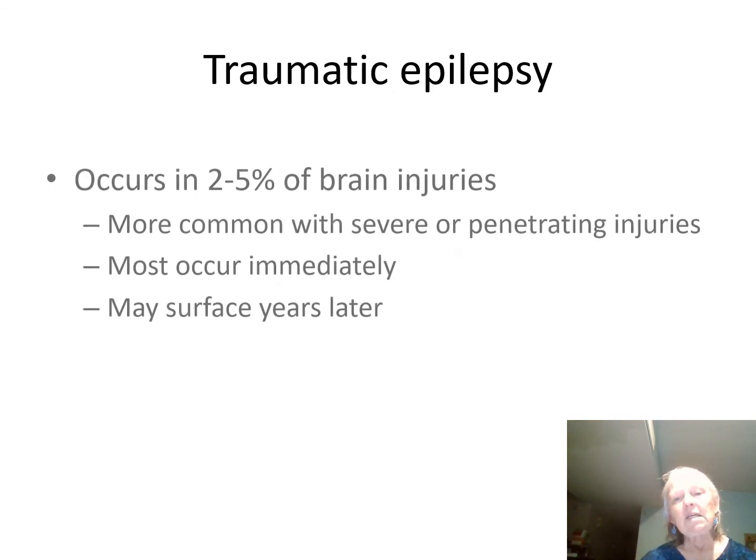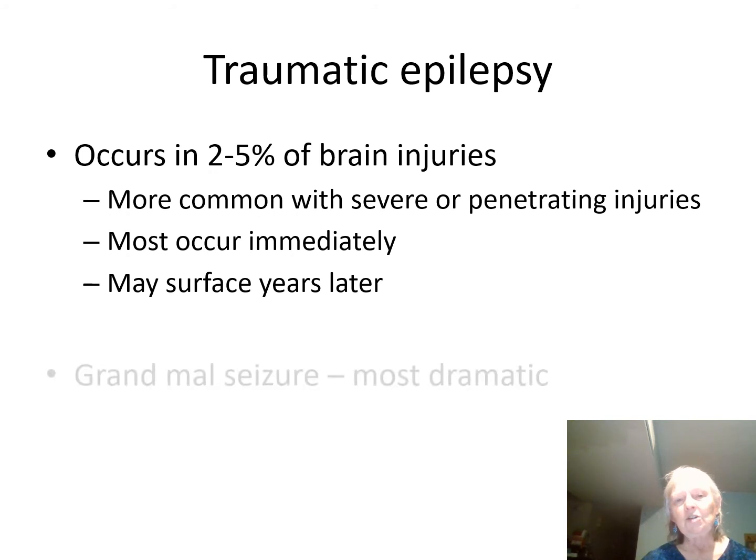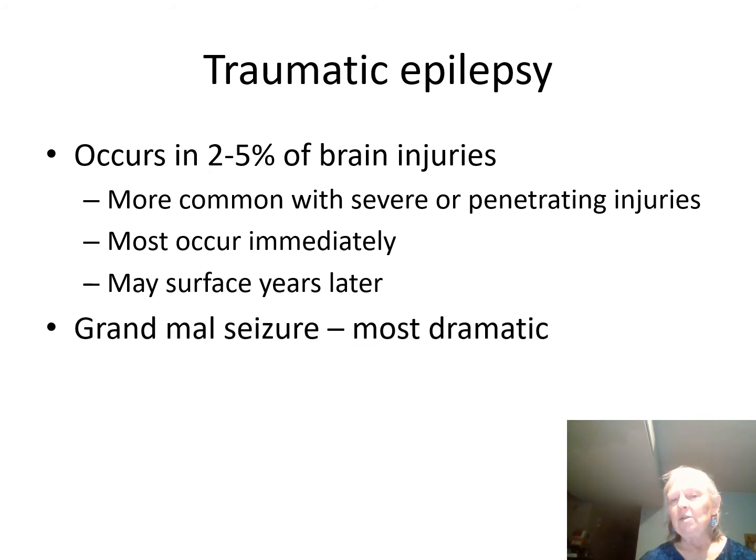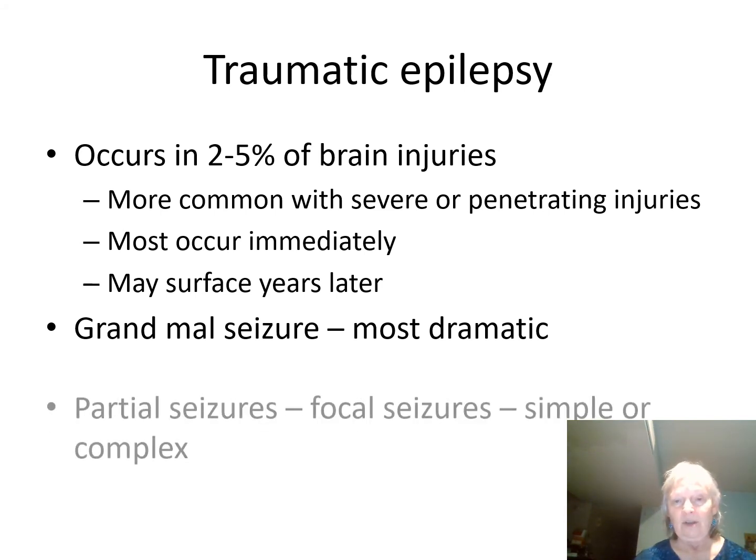Posttraumatic epilepsy is kind of an interesting one. As you can see, it occurs in only 2 to 5% of brain injuries, but not necessarily right away, okay? This is something that can surface years later. So if you have a major brain injury, you may go, wow, I was really fortunate nothing happened. But say 10 years down the line, you start having epileptic seizures. You need to relate it back to what happened, okay?